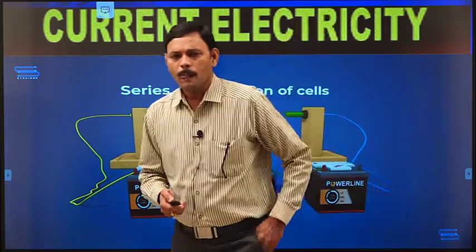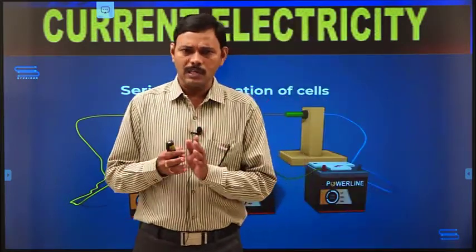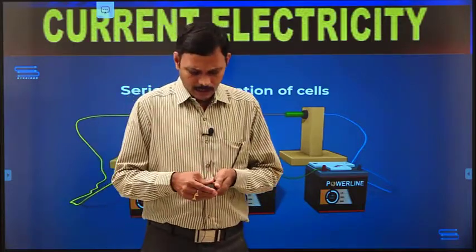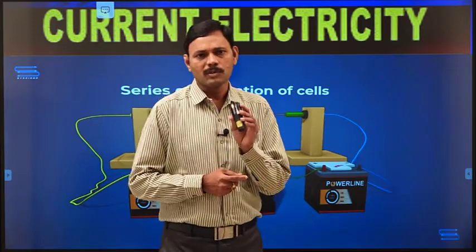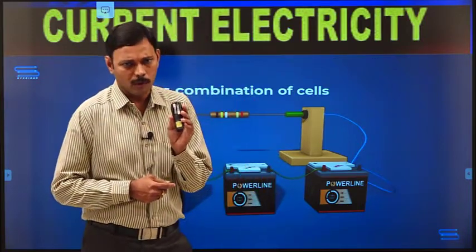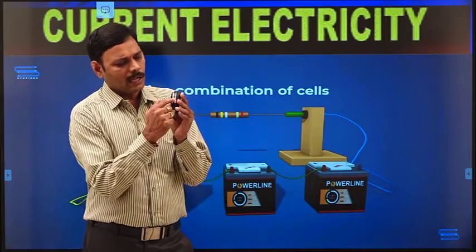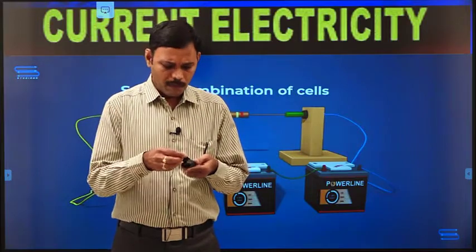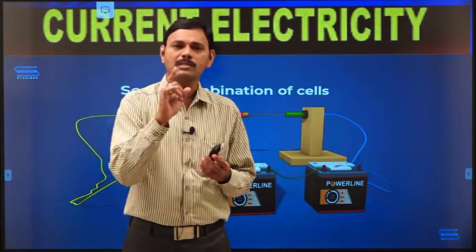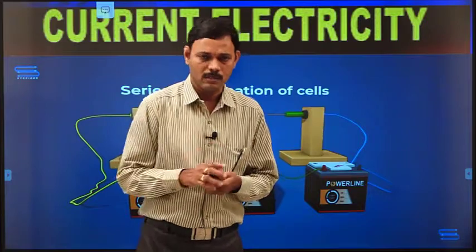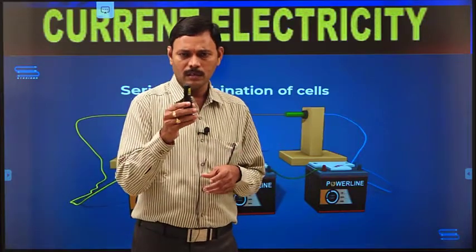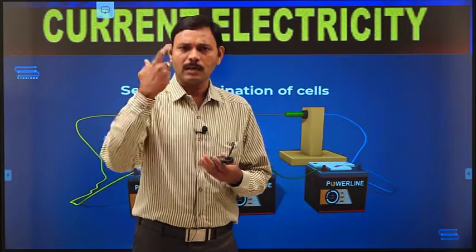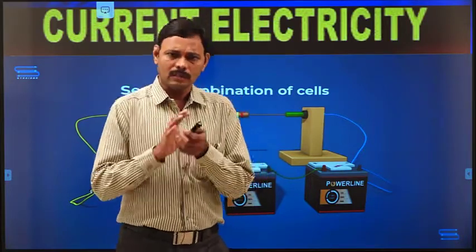But here one cell may not be sufficient to do the required work. Suppose you consider this device in which I am changing the slides on the digital board. See, look into this one. We have 2 cells because the energy supplied by one cell may not be sufficient. We know that one cell has a potential difference of 1.5 volts, but to operate this one, we need 3 volts. That means we have to use 2 cells in proper combination.